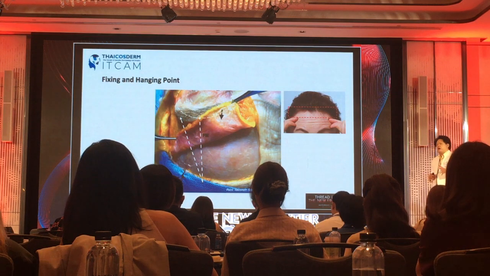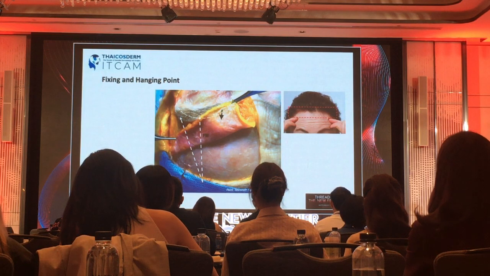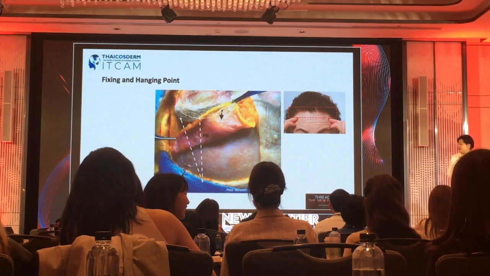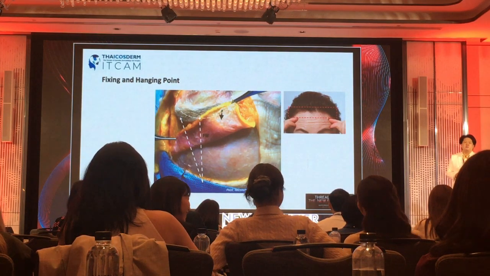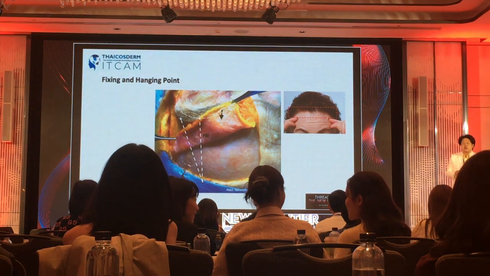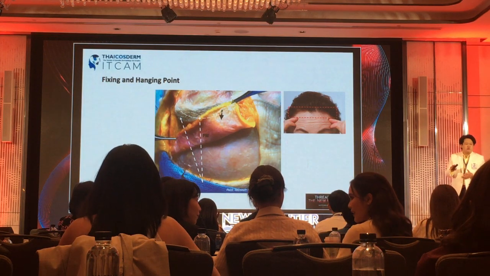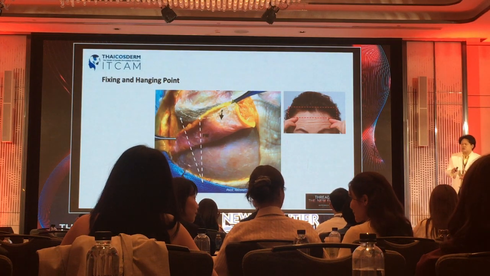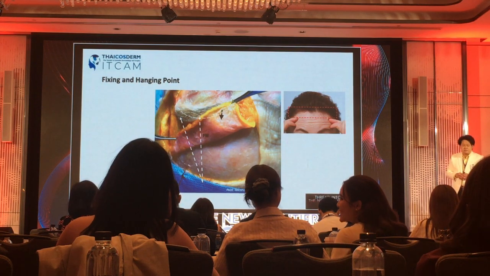And this is the idea, how we can fix and hang. The fixed point should be at the hairline, very close to the hairline. It is at the upper third of the forehead, because that part is a non-mobile area. So this is the idea. If you fix the thread in the middle third, it's a mobile area, so you will not be able to fix it. And for the hanging point, you need to hang it at the orbital retaining ligament in the deep plane.